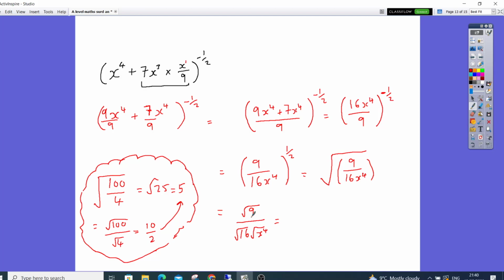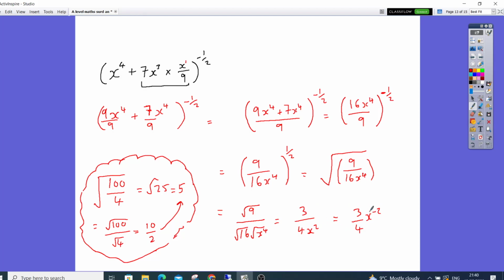So by using that rule, the square root of 9 is 3, the square root of 16 is 4, and when you square root something with a power, you just halve the power. This is 4, so half that will be x squared, and that is it. I would probably leave it like that. If you want to write it as 3 over 4 and bring the power up, you can write it like this, but I would probably leave it.